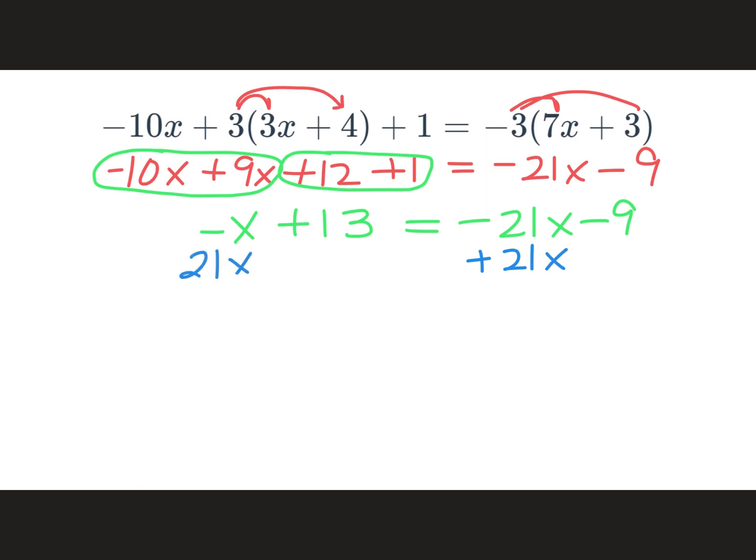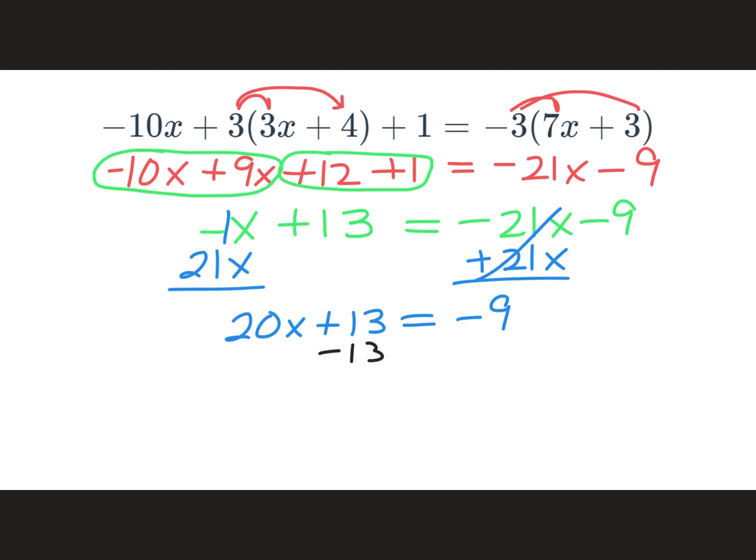All righty. And then just remembering this is a 1. All right. This goes away. And I have a 20x plus 13 equals, well, all that's left over there is a -9. And I'm back to a 2-step process. -13, -13. I have a 20x equals a -22, right? Divided by 20, divided by 20.